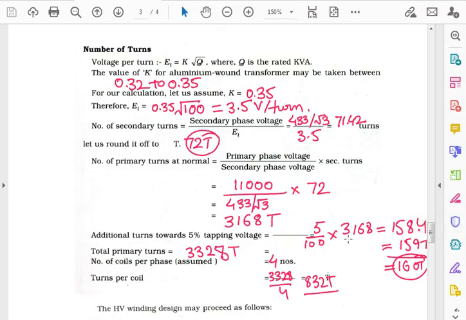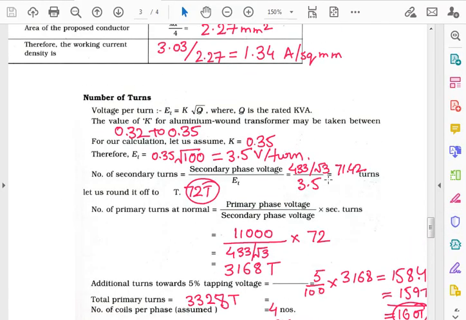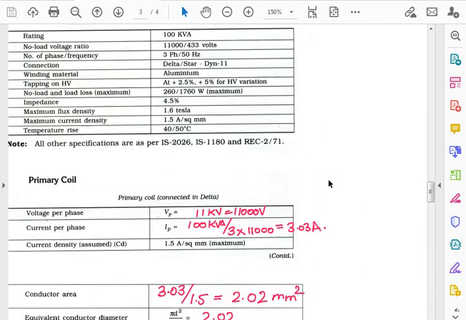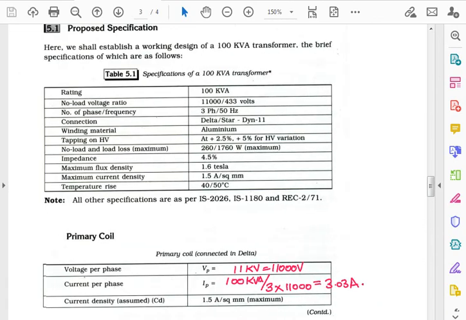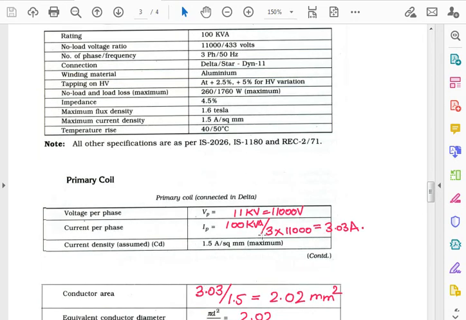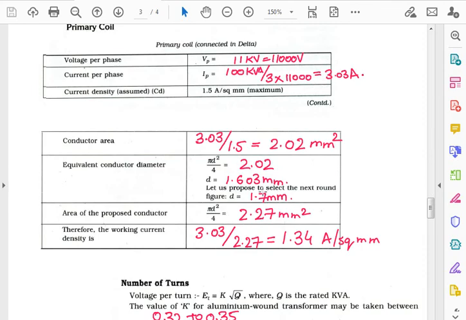If you remember, this is lecture number 5 we did over here, and we started off with this specification for the 100 kVA transformer. The no load loss limit is 260 and the load loss limit is 1760 watts. And as you can see, if we scroll down, this is the same PDF file I've shared with you also.